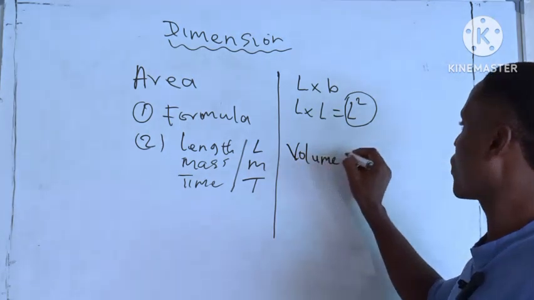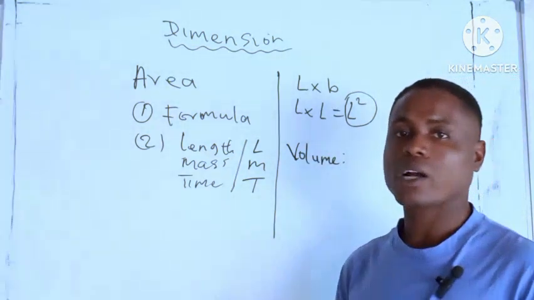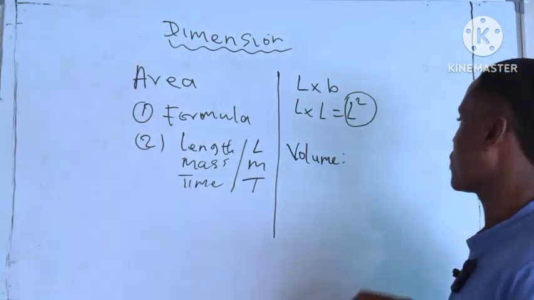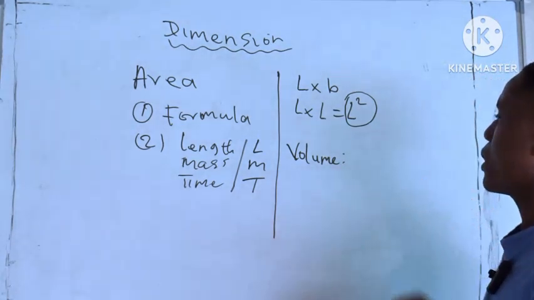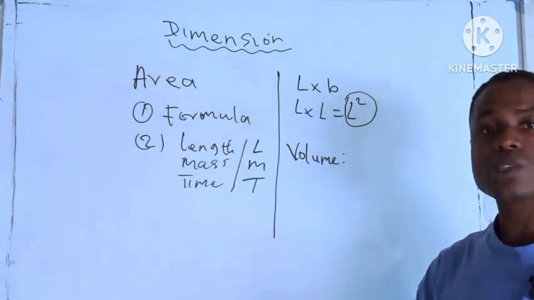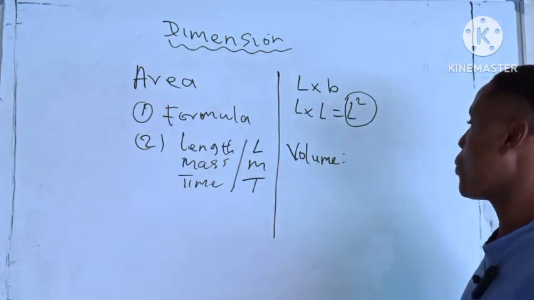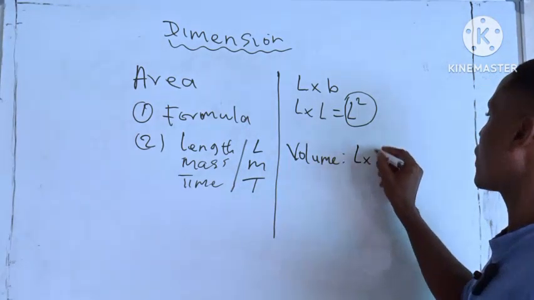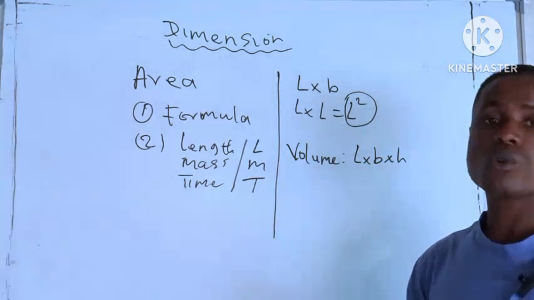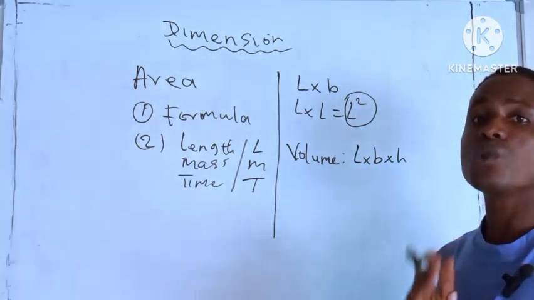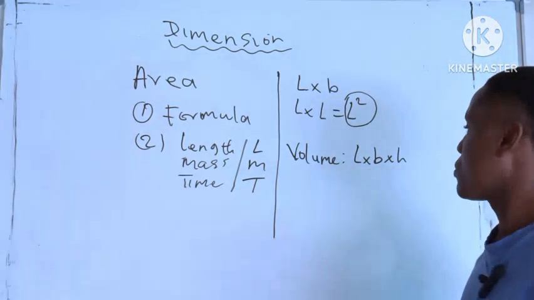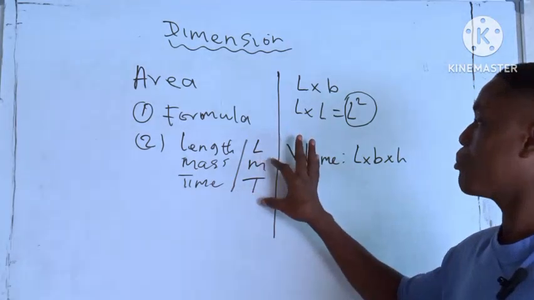Let's say you are asked to find the dimension of volume. Now look at it. The first thing that should come to your mind is what? The formula, right? Now ask yourself, what is the formula of volume? Volume is length times breadth times height, isn't it? This is the formula of volume. So you have to know formulas, it's very important. So length times breadth times height, right? I said before, these are the three approved quantities.